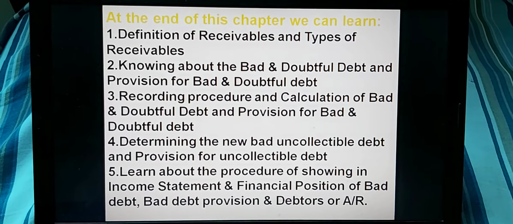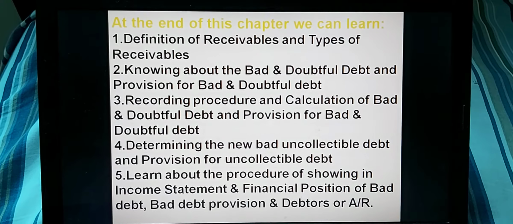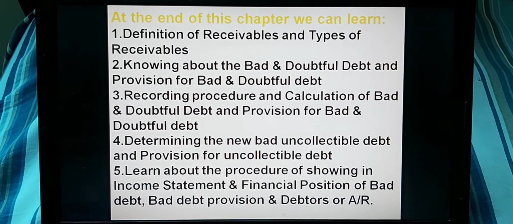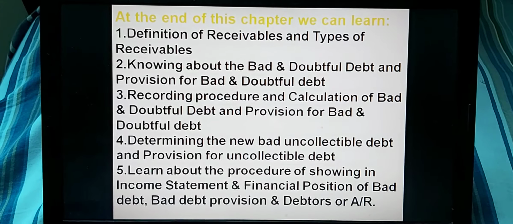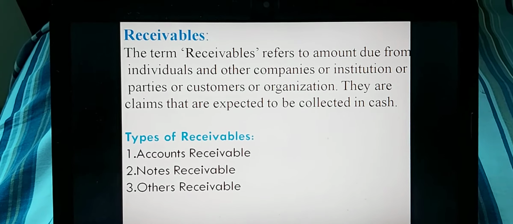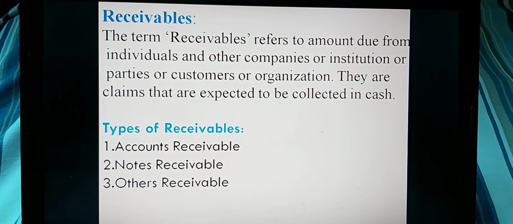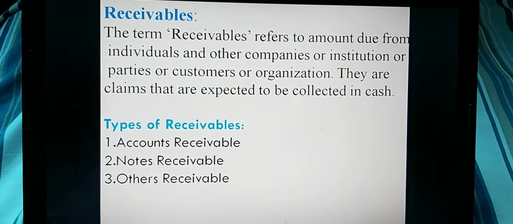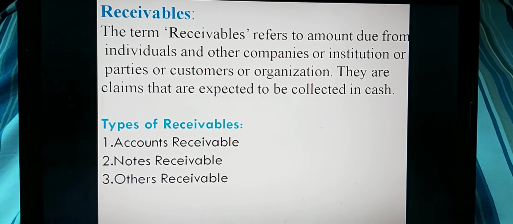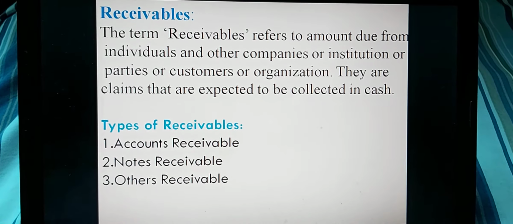Dear students, I hope you are ready to write in your accounting practice copy for the chapter 6, Accounting for Receivables. Now, at first you have to know what is receivables. The term receivables refers to amount due from individuals and other companies or institution or parties or customers or organization. They are claims that are expected to be collected in cash.